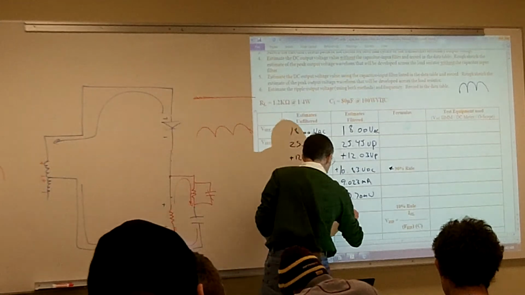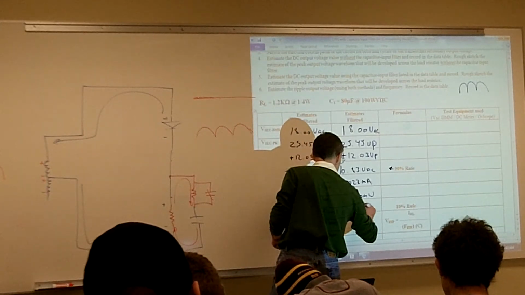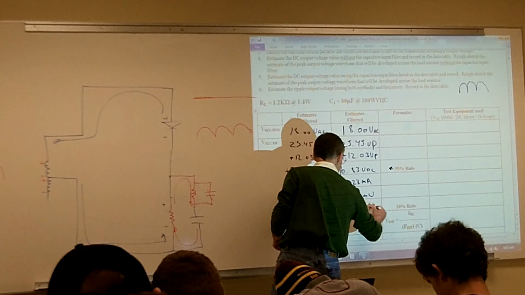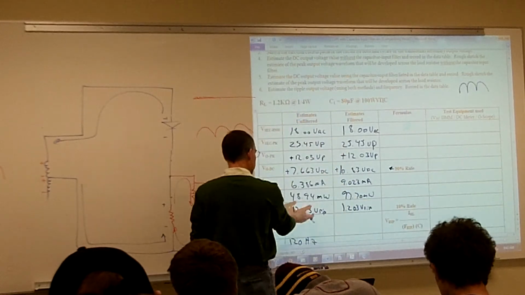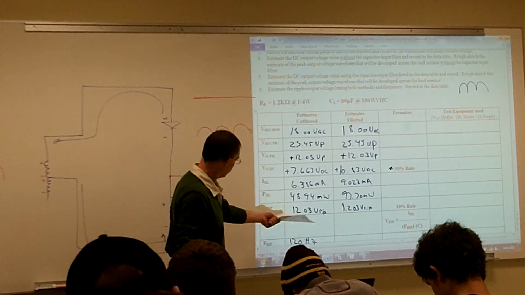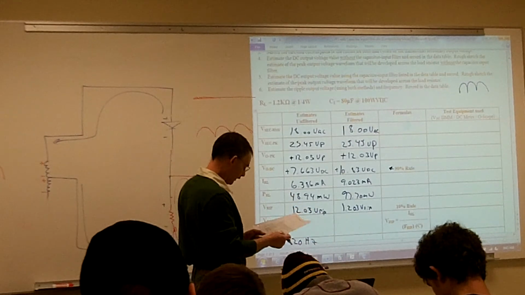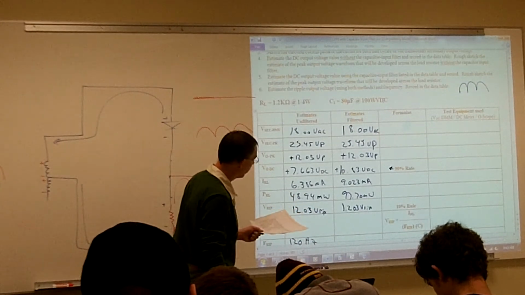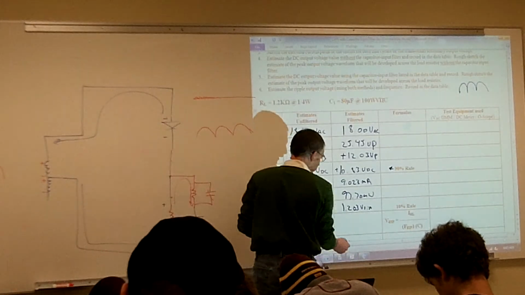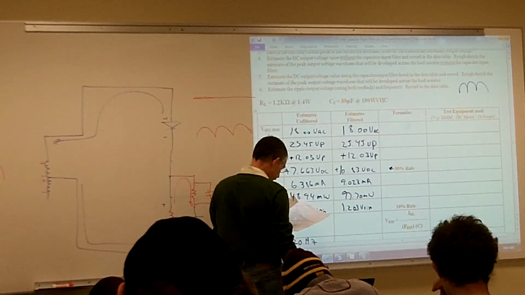And then using our 10% rule, what do we get for VRIP? 1.203 volts VRIP. So it can certainly be a bit less once we put that filter cap in there. And then if we do it with the engineering rule and actually use our actual values of our current and our capacitor and our frequency ripple, what do we end up with for our VRIP?